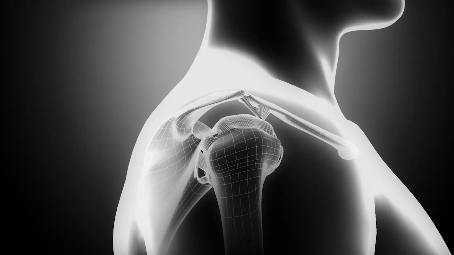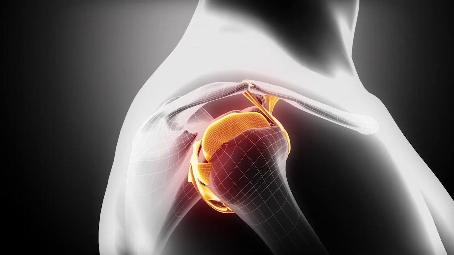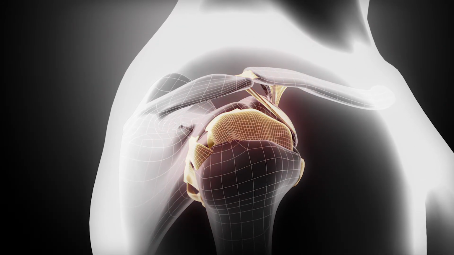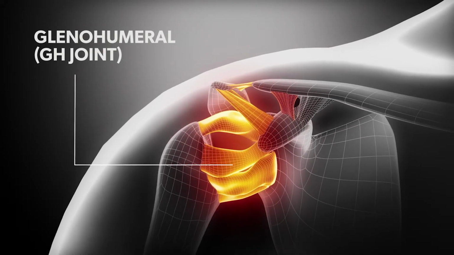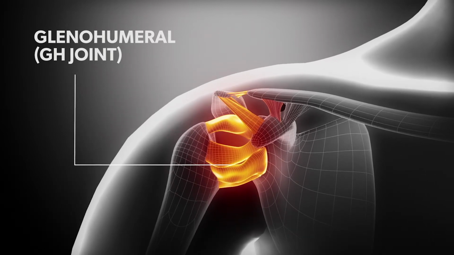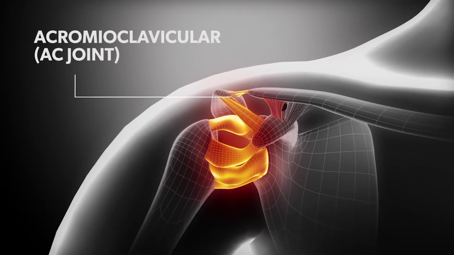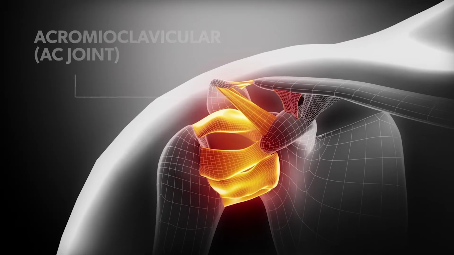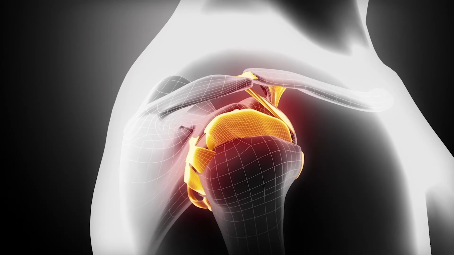There are two joints within the shoulder that can be affected by osteoarthritis. The main joint that provides most of the motion is called the glenohumeral joint, or GH joint, which is where the arm bone, or the humerus, meets the shoulder blade, the scapula. The other smaller joint in the shoulder that does not provide much motion is the acromioclavicular joint, or the AC joint, where the collarbone connects to the scapula.